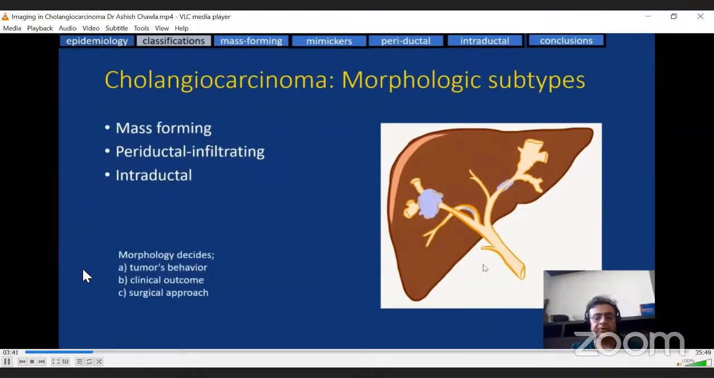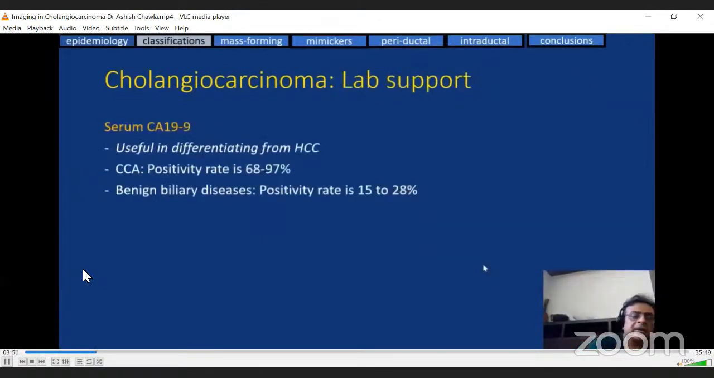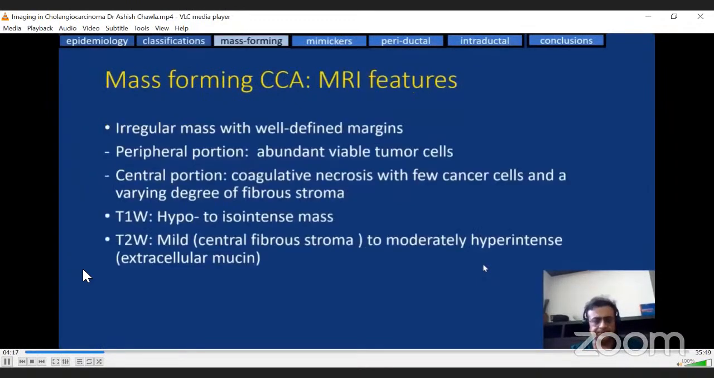Why is the morphology important? Because it decides the tumor's behavior, surgical approach, and clinical outcome; the overall prognosis of the patient is decided by the morphology. In the biochemical workup of the patient, serum CA19-9 information is quite useful in differentiating cholangiocarcinoma from hepatocellular carcinoma. As I said, a patient with cirrhosis can go either way, either cholangiocarcinogenesis or hepatocellular carcinoma. But be careful, a patient with benign biliary disease can also have high CA19-9.